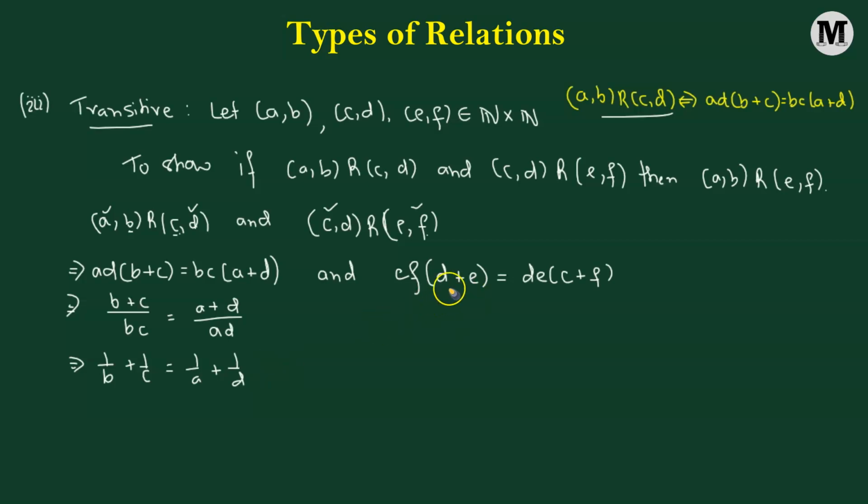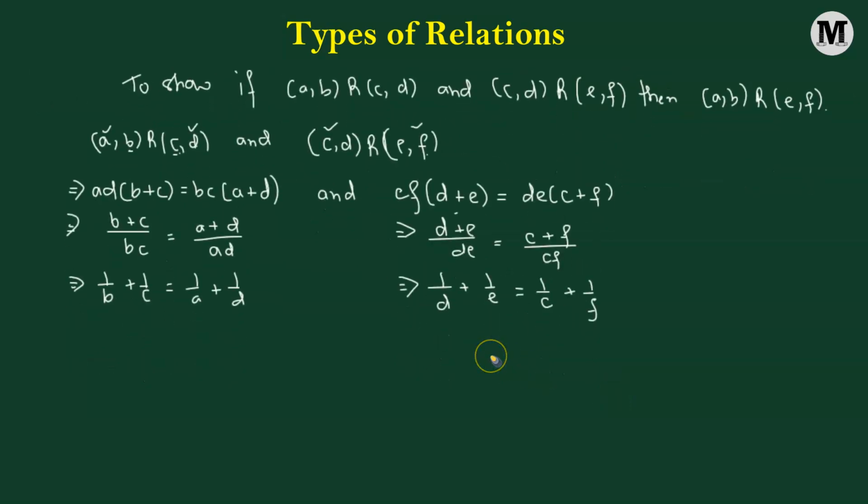Fine. And then from here we're going to divide both sides by CFDE. So that gives us (D plus E) divided by DE. This is going to be equal to (C plus F) divided by C times F. And when we simplify it, we're going to get 1/D added to 1/E. This is going to be equal to 1/C added to 1/F.